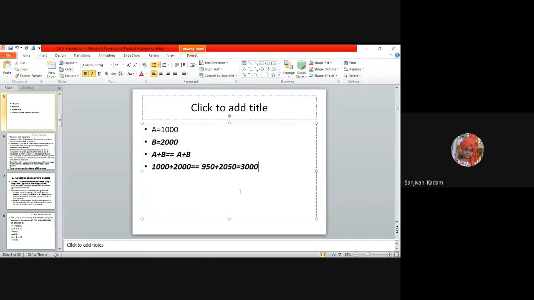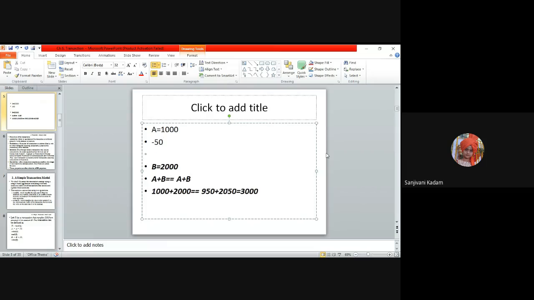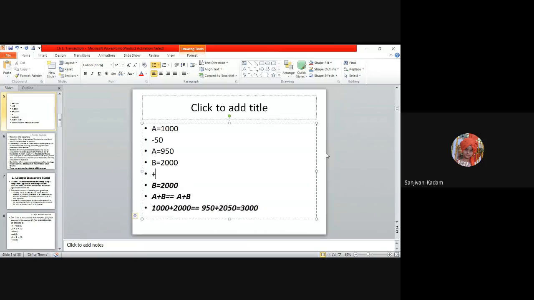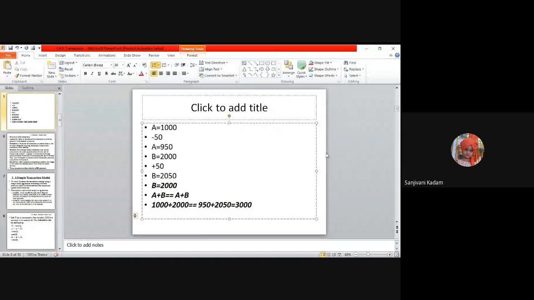Next comes the atomicity. Atomicity means first reading a data value A, then deducting 50, and then writing the new value. So A will be made 950, and then reading the B value, then adding 50 and writing B value equal to 2050. Okay, these are all the operations of the transaction.